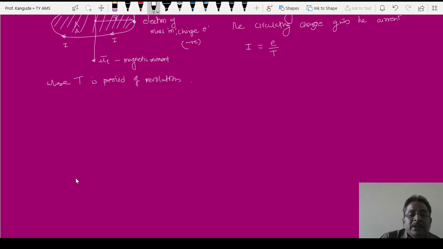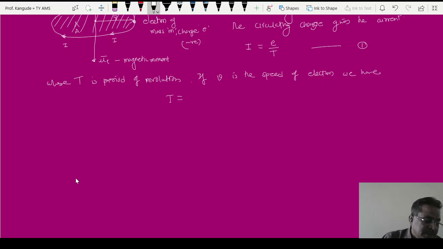Here, if v, scalar v, I am not writing the bar over here, is the speed of the electron, we can calculate. Now give this to be equation 1. Now look here, in this case T is equal to 2 pi r, the circumference, divided by the velocity v. So one gets the time required for revolution of the electron in this particular orbit. Therefore the equation for I can be written as e into v divided by 2 pi r. Call this equation 2.